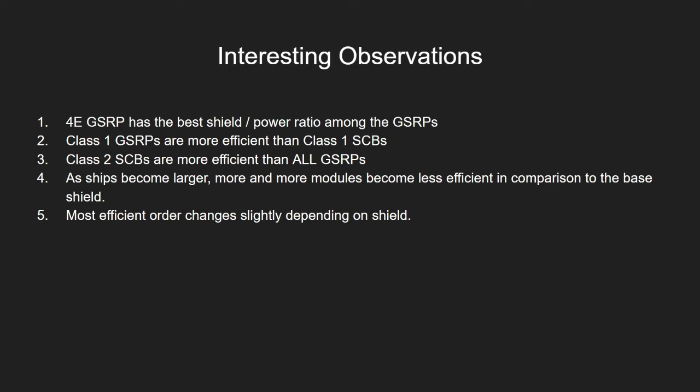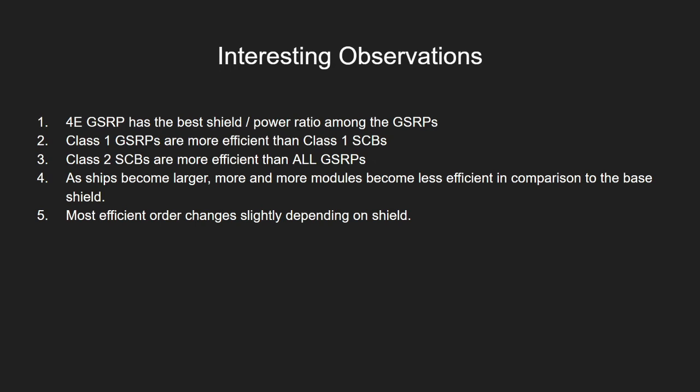Number 3, Class 2 SCBs are more efficient than all GSRPs. This is strictly on a shield per megawatt basis. Nothing else is being considered here, just shield per megawatt. Number 4, as shields become larger, more and more modules become less efficient in comparison to the base shield. You could have probably guessed this.